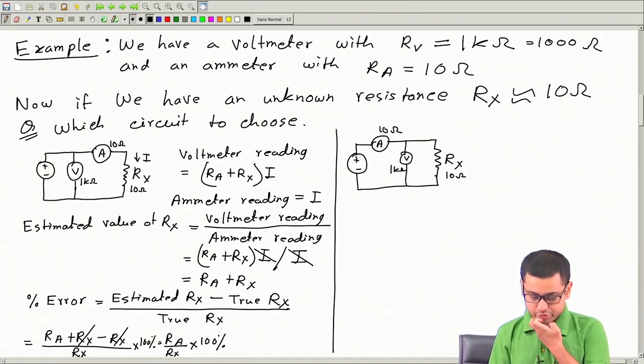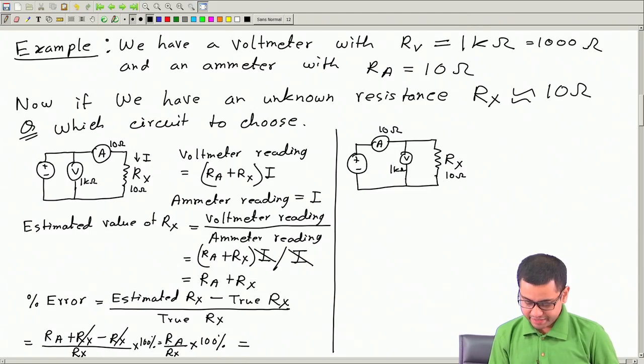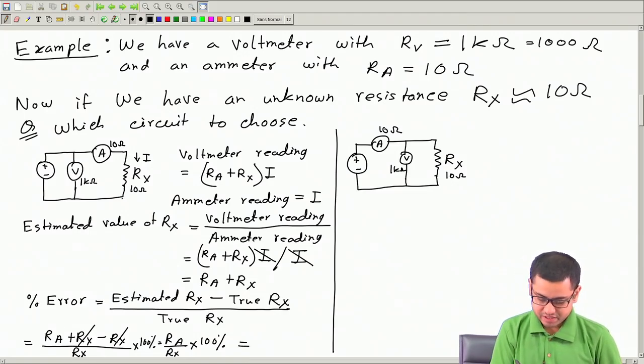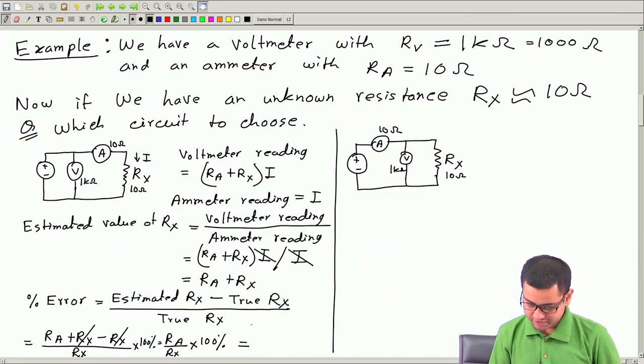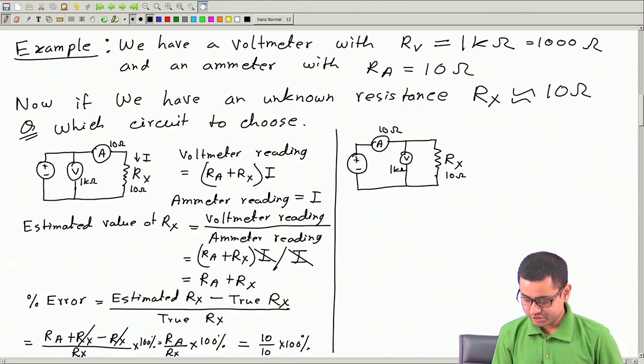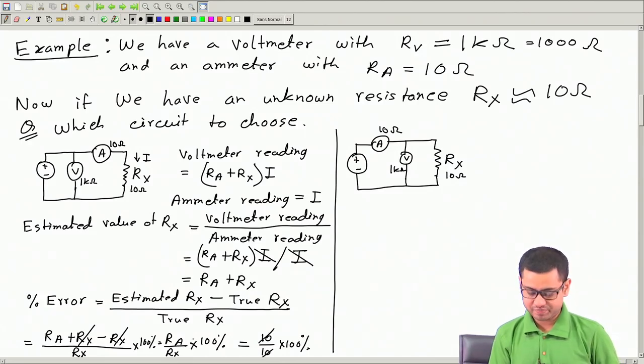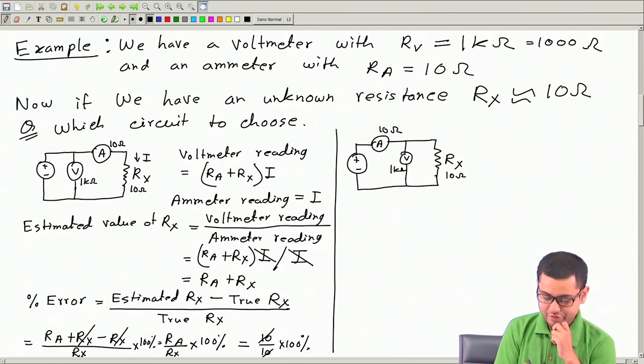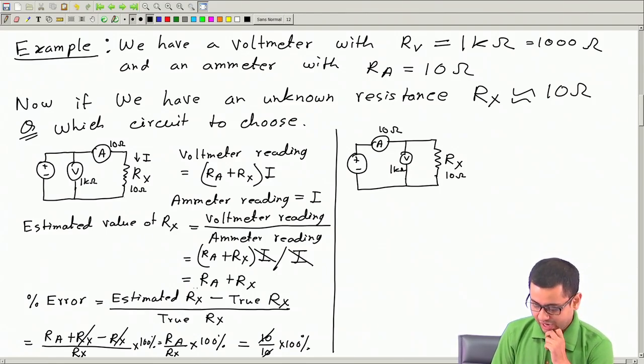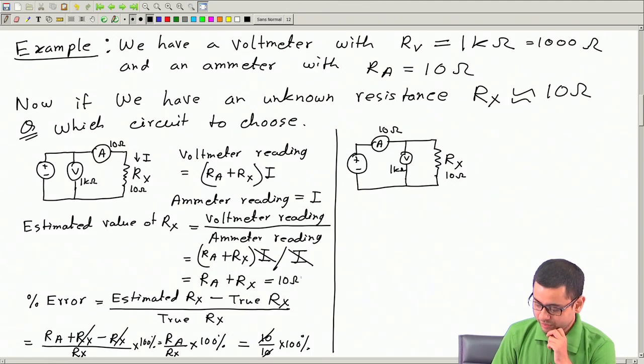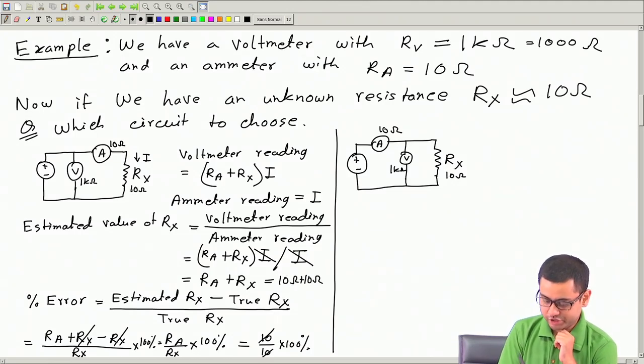Okay, now if we put the values, Ra is given as 10 ohm and Rx is also 10 ohm, so the error will be 100%. So 10 by 10 into 100%, so this will be 100%. It's a huge error, 100% error. So the estimated value will actually be Ra plus Rx, so this will be 10 ohm plus 10 ohm, 20 ohm. Okay, double of the true value.